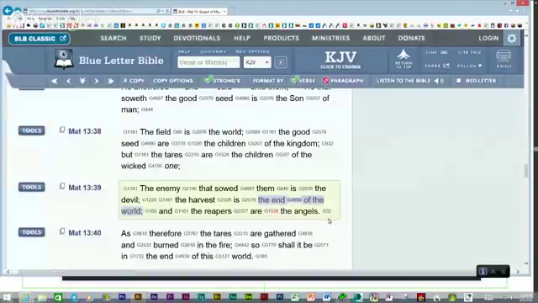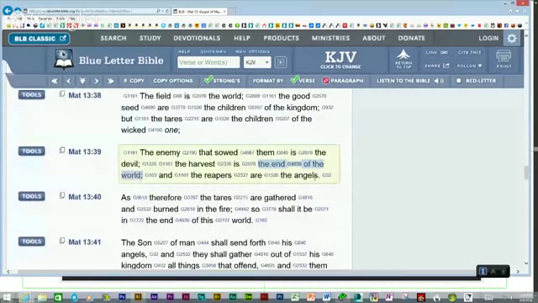All right, and the reapers are the angels. Now remember, angels mean messenger. Angelos means to be a messenger or a message itself. And so that which is gathered is the higher understanding. Remember, we had the birds of the field that took them away. Well, this time the birds of the field are harvesting the truth.